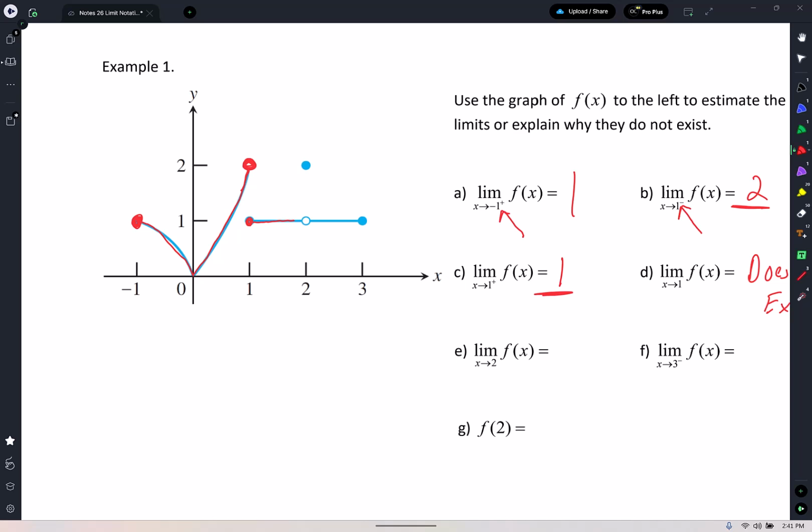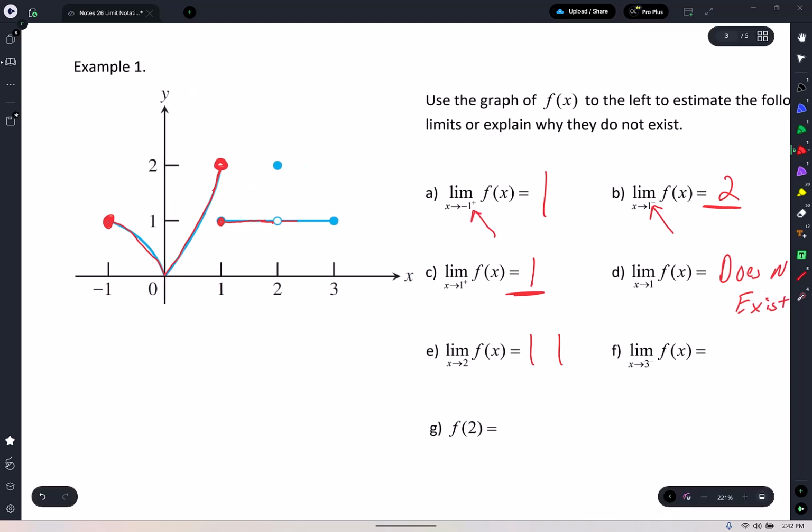Limit as x approaches 2. If I approach 2 from the left, if I approach 2 from the right, what y value am I approaching? 1. Limit as x approaches 3 from the left. What y value? 1.